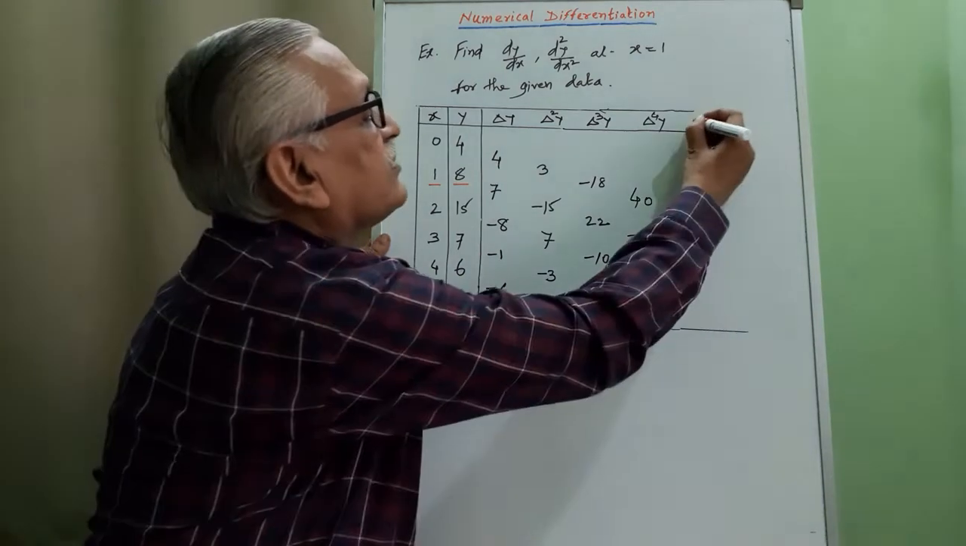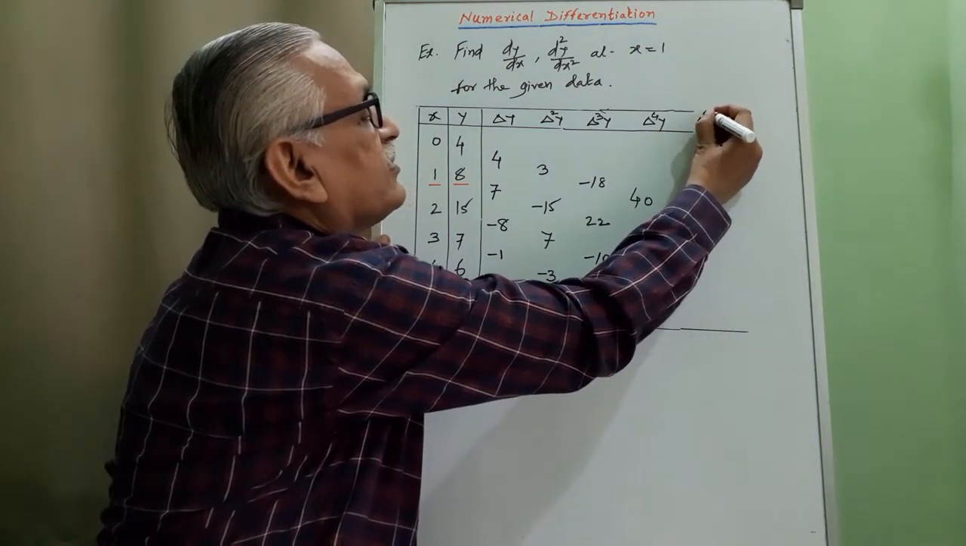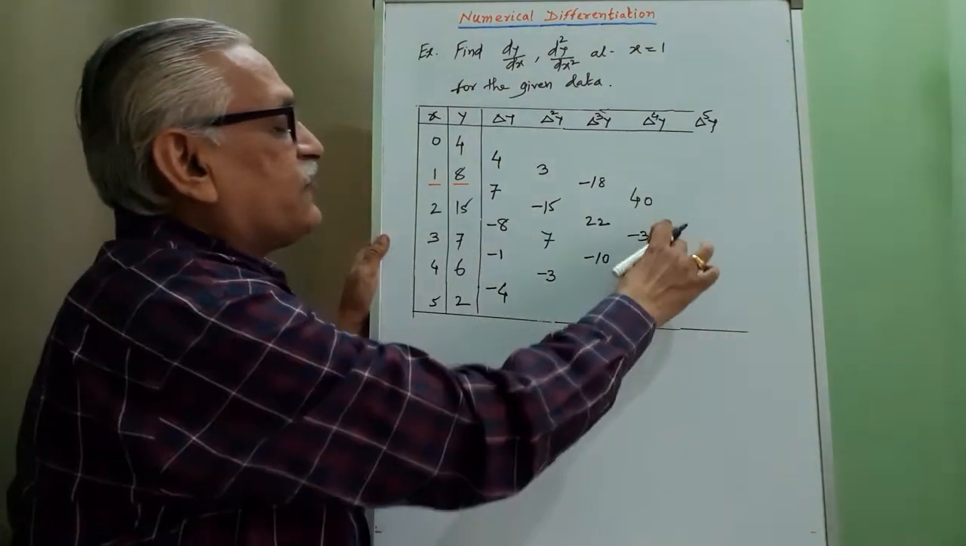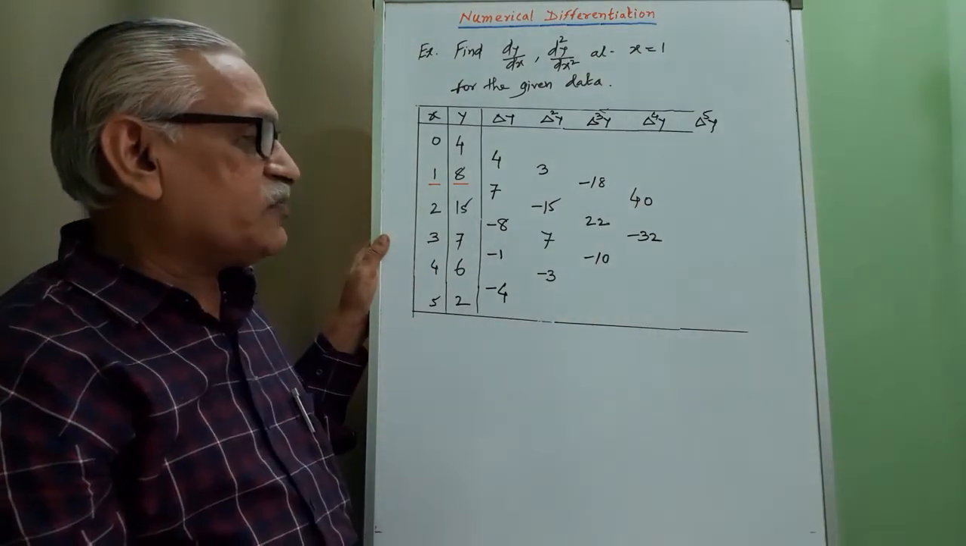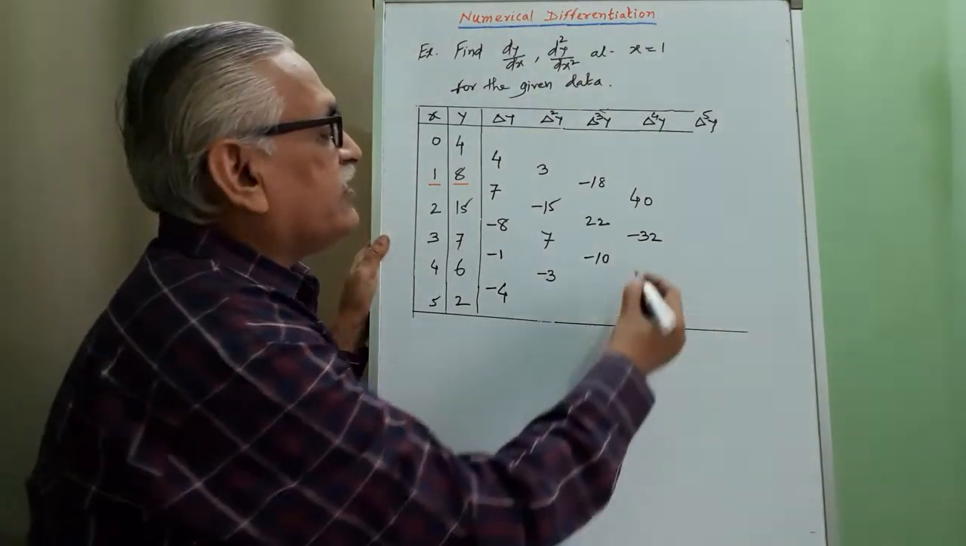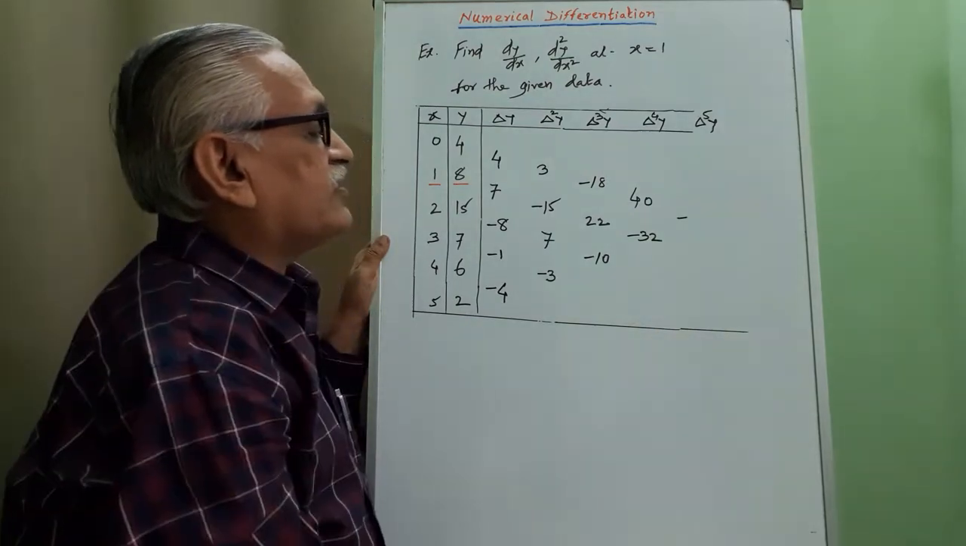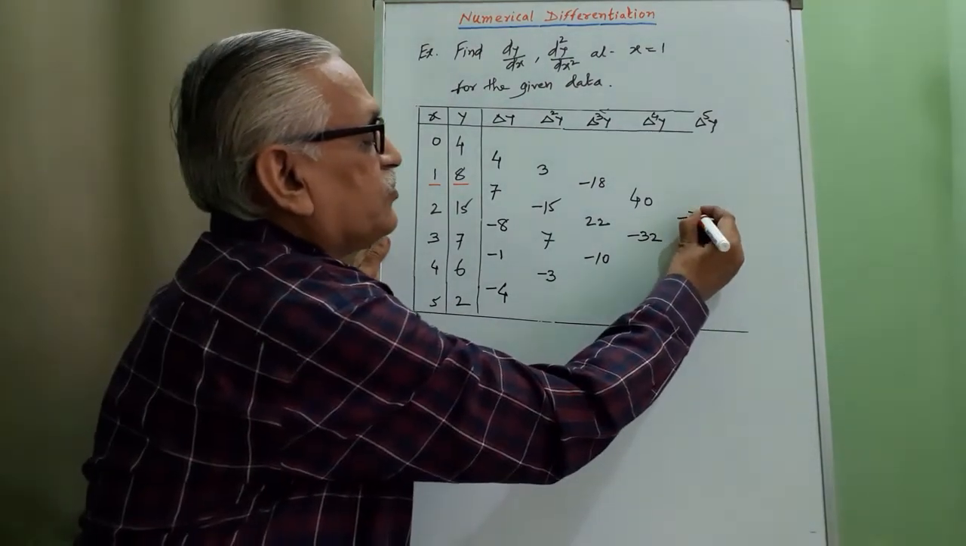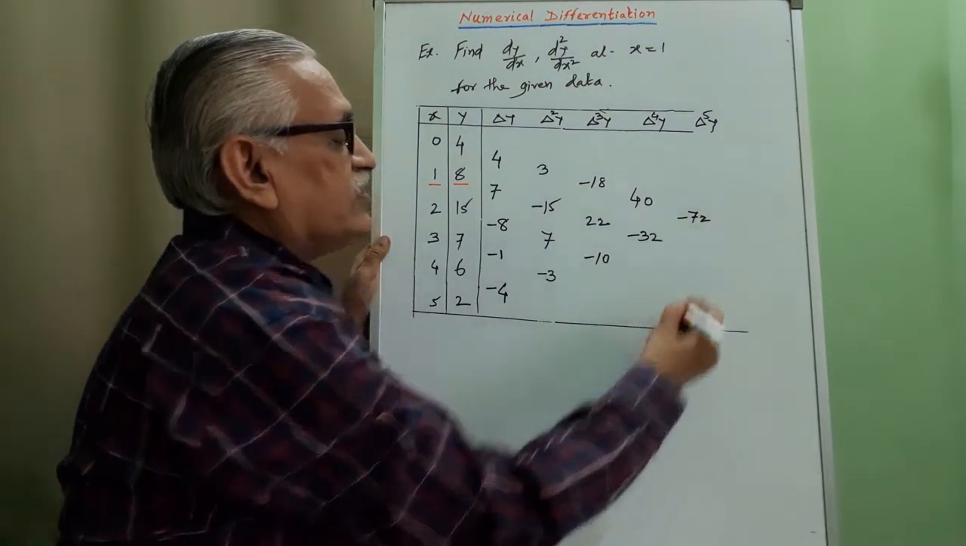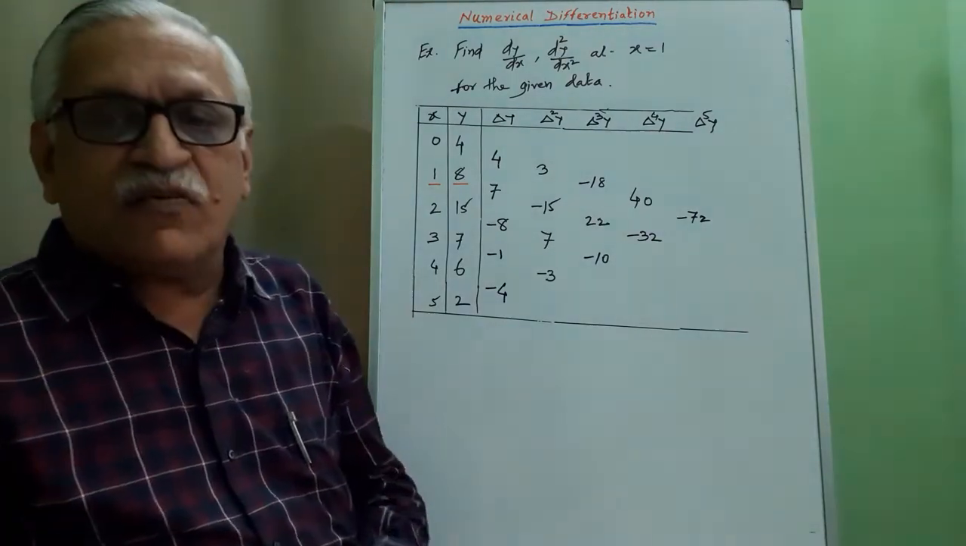And the last fifth difference is the difference of this: minus 32 minus 40, we get minus 72. Therefore this is the forward difference table.